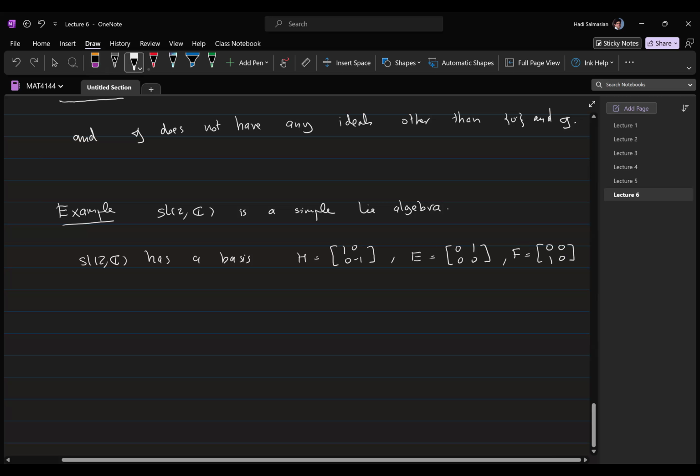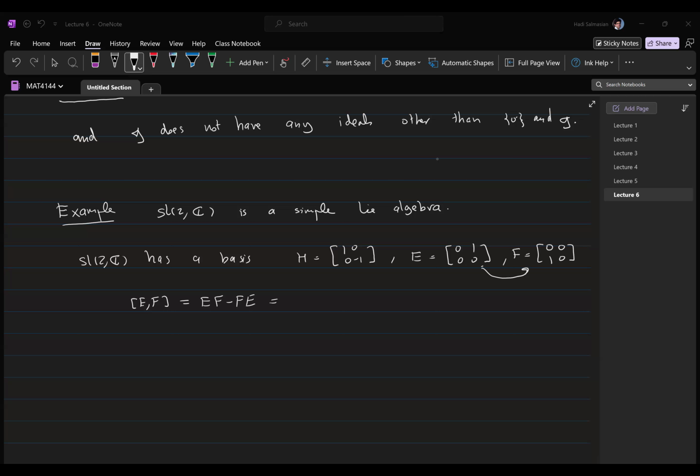So these three matrices span, they form a basis for sl2C, right? And now the commutator relations between them are easy to describe. You can see that the bracket of E and F is going to be H. It's just a matrix commutator, E times F minus F times E, as matrices. So maybe I just write it like EF minus FE. You can do the calculation and you see that you get H.